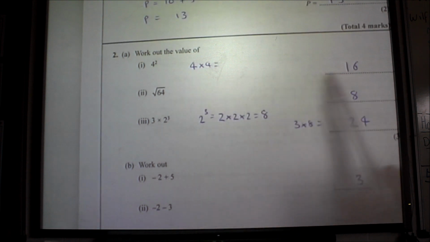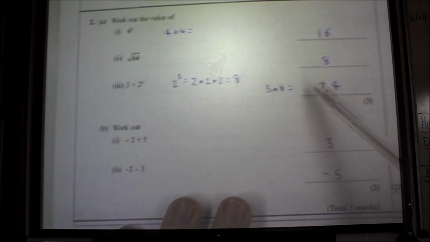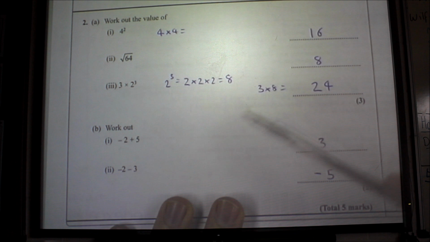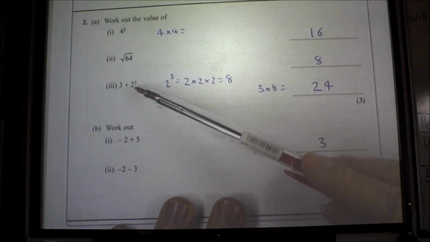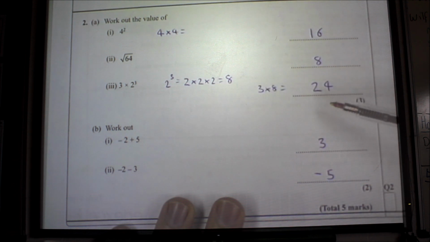Work out the value of 4 squared. 4 times 4 is 16. The square root of 64 is 8. 3 times 2 to the power 3, well, 2 to the power 3 is 8, so 3 8s are 24.